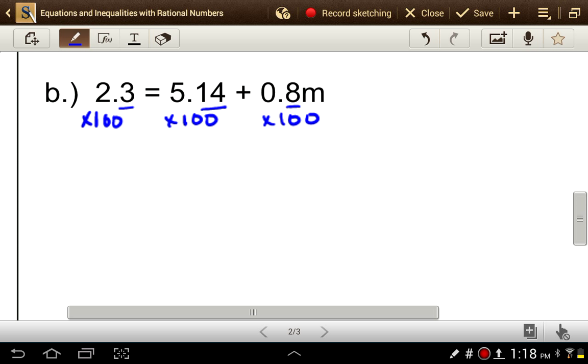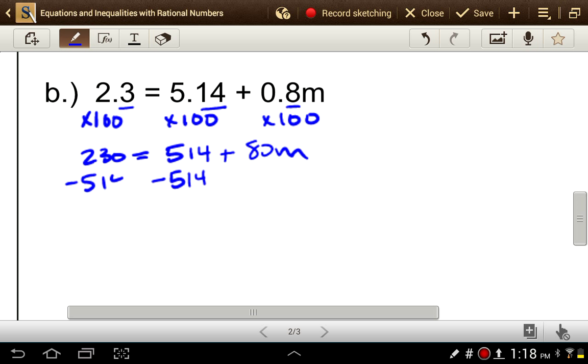2.3 times 100 is 230 equals, this is 514, plus this ends up to be, move the decimal point over 2, 80m. Now I can solve this. It's a little easier to solve. Subtract 514 from both sides. You get negative 284 equals 80m. Divide both sides by 80.